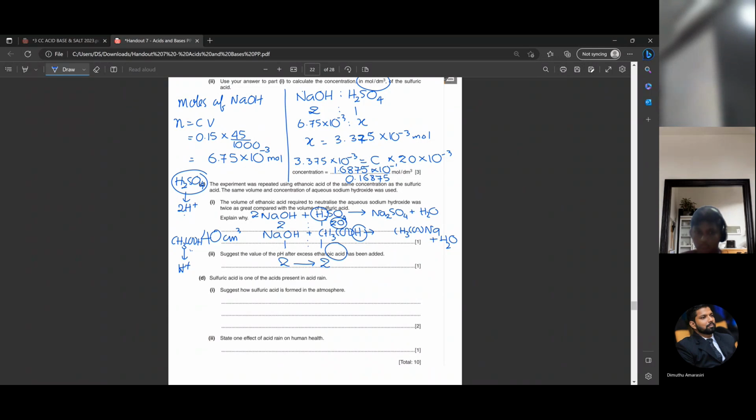How much of ethanoic is needed? Then 40. Because it can give you only H plus. 20 will give 40 H plus. In order to get 40 H plus, you need 40 of ethanoic because it gives only 1 H plus. Right? So how do you write the answer? Ethanoic gives only 1 H plus, whereas sulfuric gives 2 H plus for 1 mole. So you need double the amount of ethanoic, right?